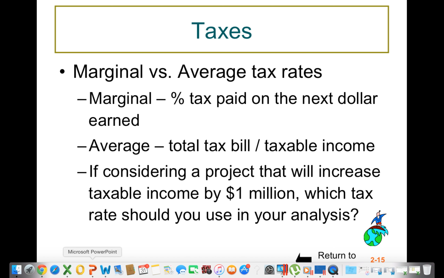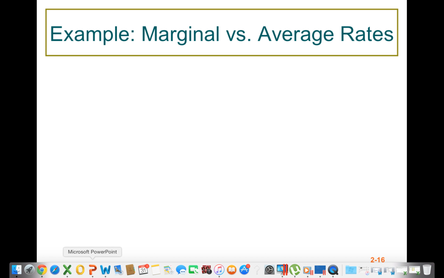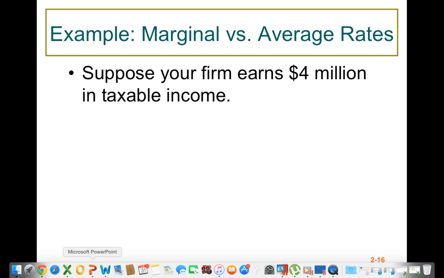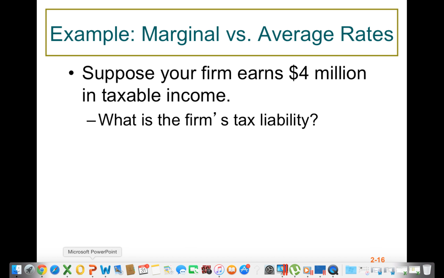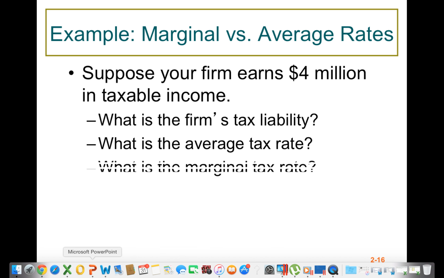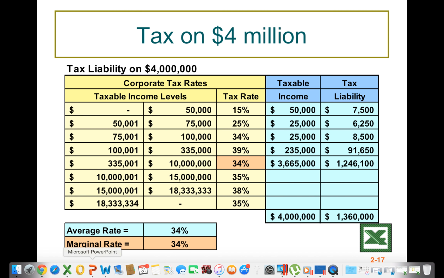Again, we have a little web surfer over here in our right-hand corner, which will take you to the IRS website to give you a little bit more information there. But getting to an example, we'll walk you through a quick example here. Suppose you have a firm that earns $4 million in taxable income. Let's think about what is the tax liability, what is the average tax rate, and what is the marginal tax rate. So let's calculate each of these.